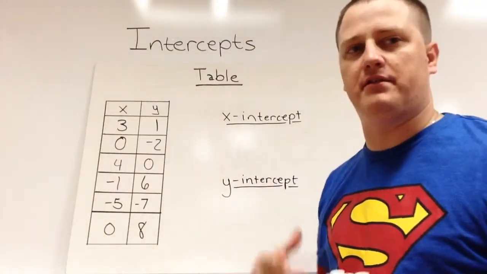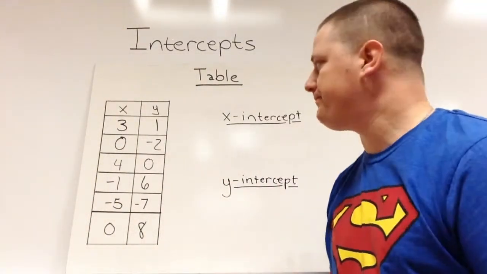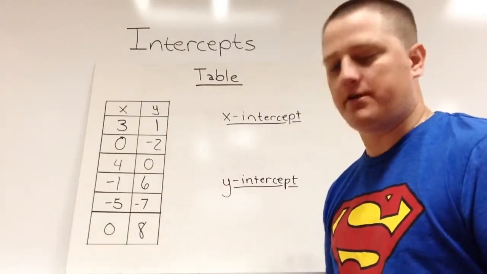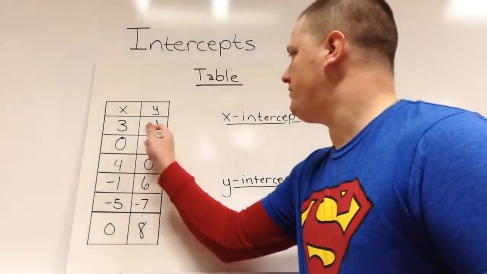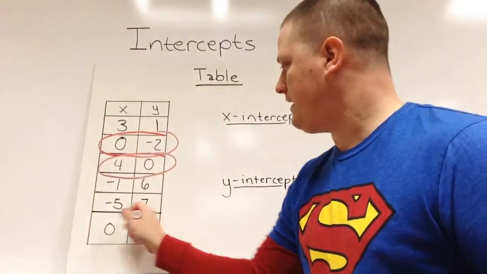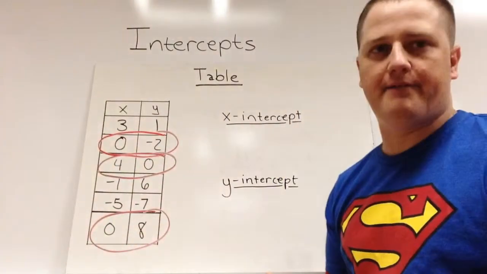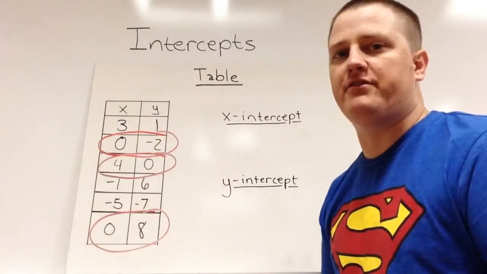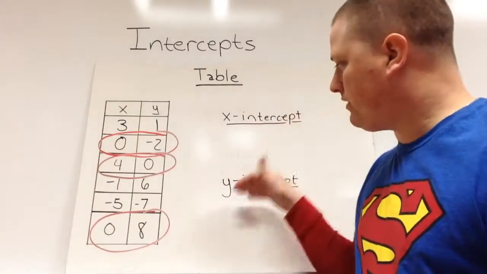Where the 0 is important for a table. For a table, what we do is we look for zeros. So this right here is an intercept, this is an intercept, and this is an intercept. So we have 3 intercepts. Now what we have to do is figure out which ones are which.